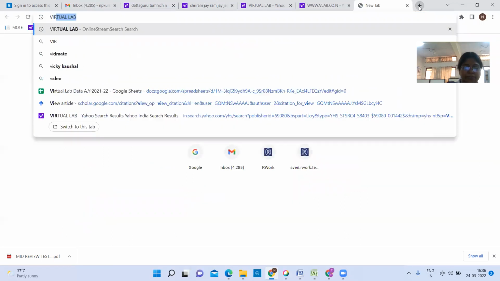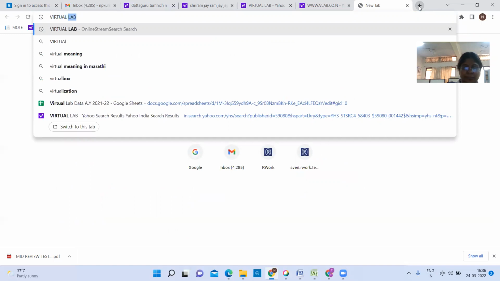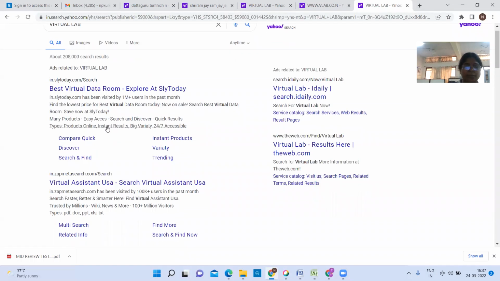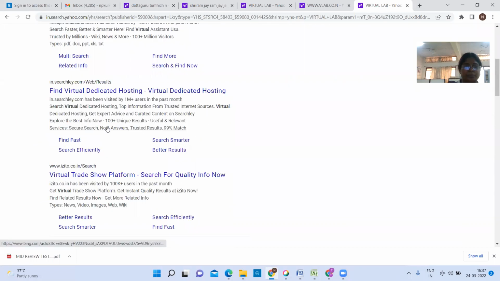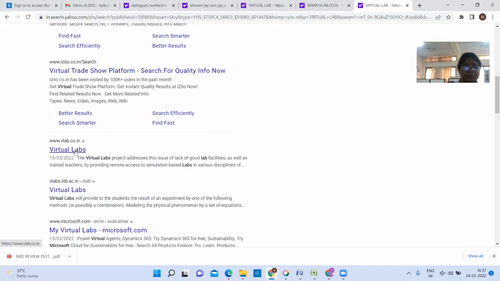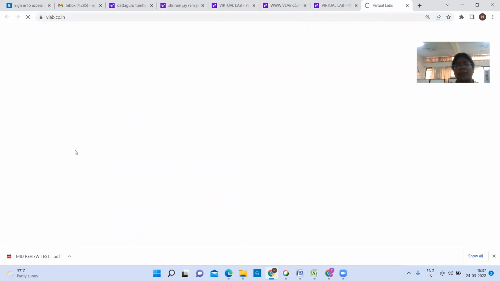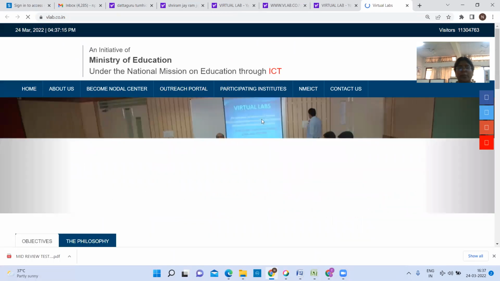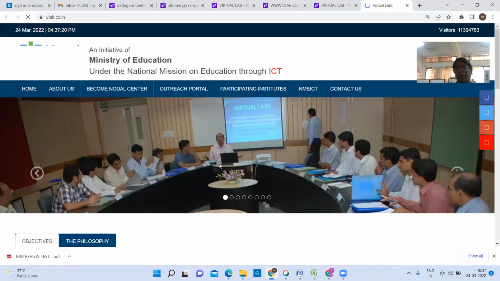Once you type this virtual lab, so you will find, or otherwise if you type virtual lab only, then vlab.co.in. So here you will be able to see all the information related to this virtual lab.